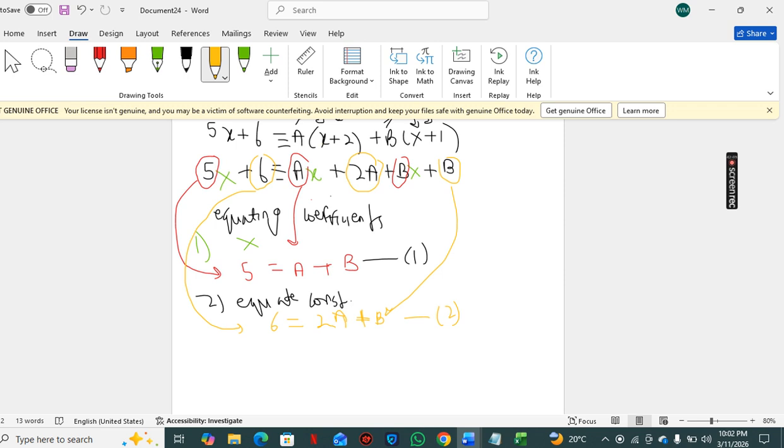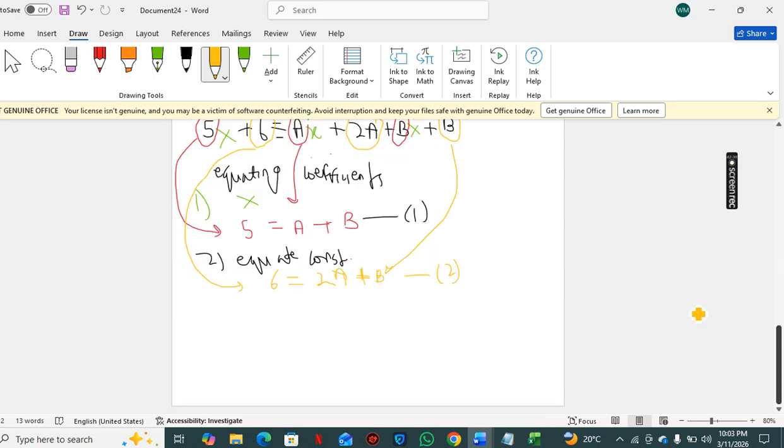Alright, so we now use simultaneous equations to solve this. Okay. So there's the substitution method and there's the elimination method. Now usually when I see an equation like this one, 5 equals A plus B, I can easily use the substitution method. Okay. So let's adjust equation 1. We'll use substitution method.